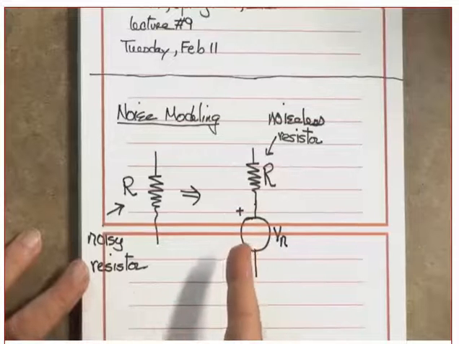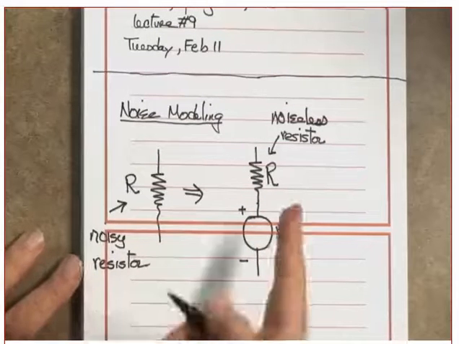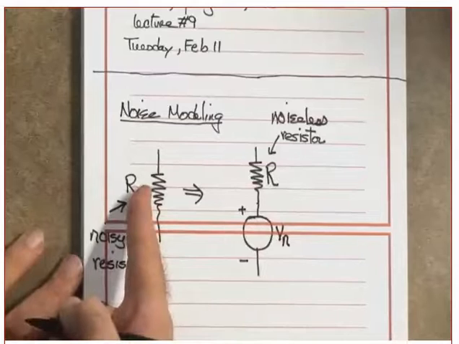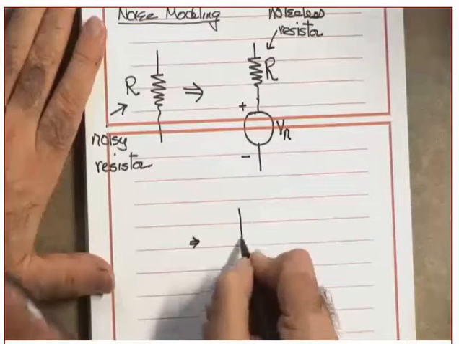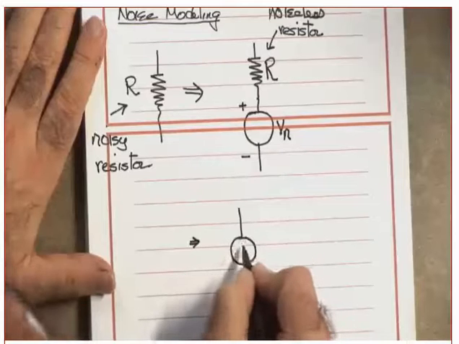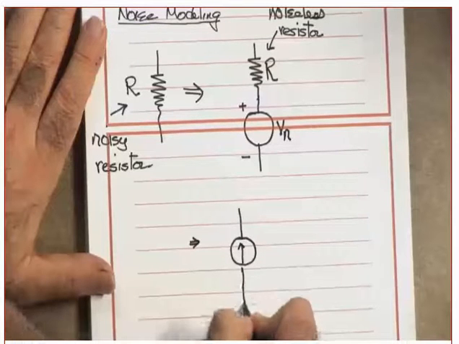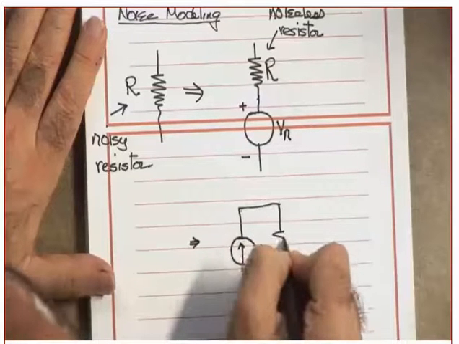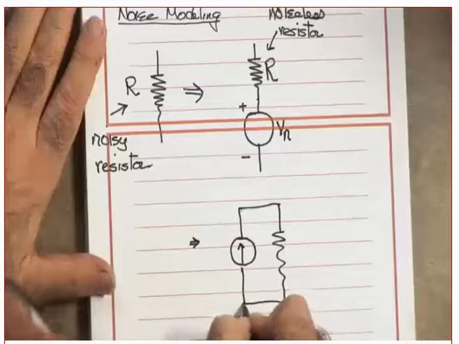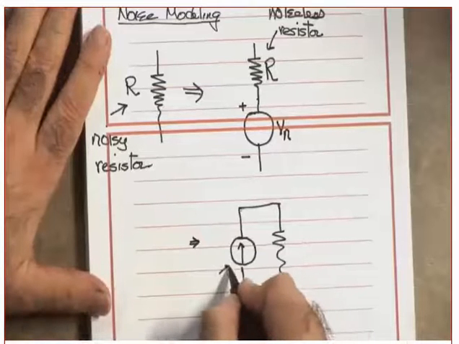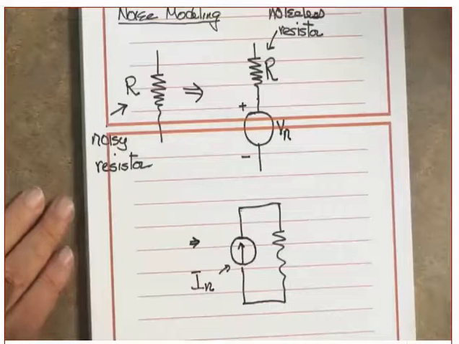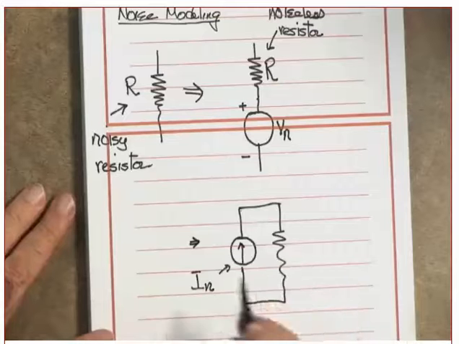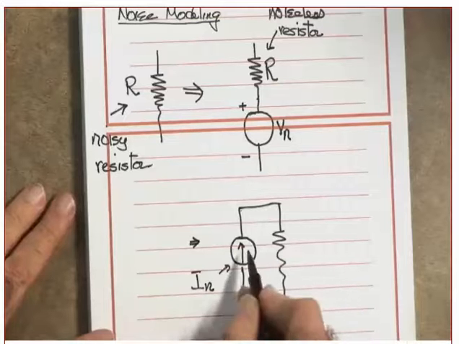This is called the Thevenin equivalent of this. Are you familiar with Thevenin? Or I can represent it by a current source in parallel with a resistor, and this one is In. Clear? This again is noiseless, because you took the effect of the noise into the source.